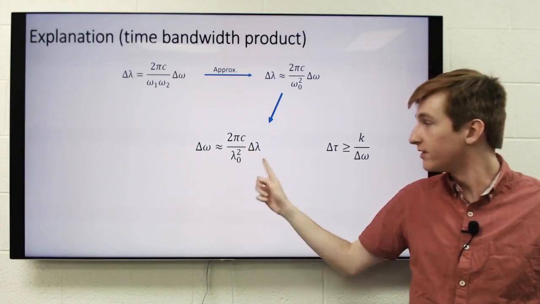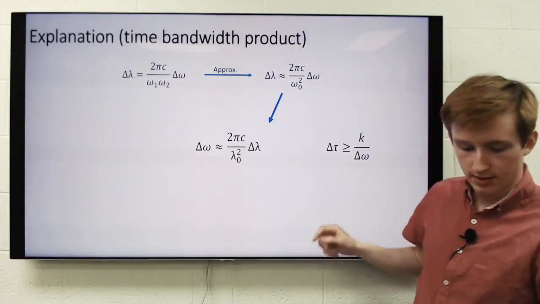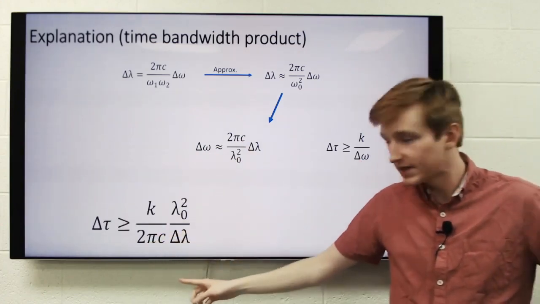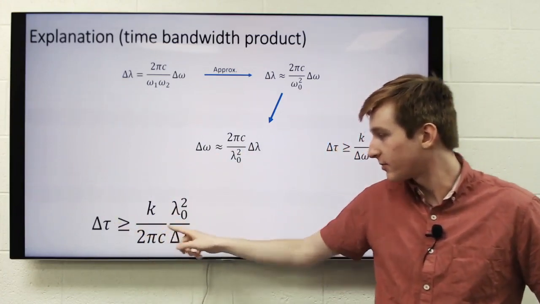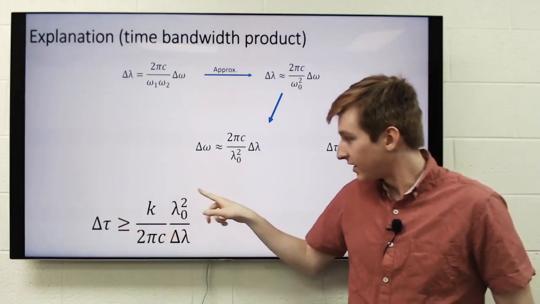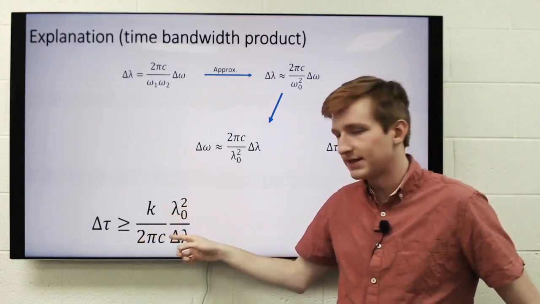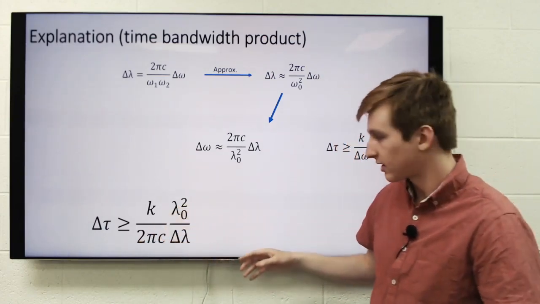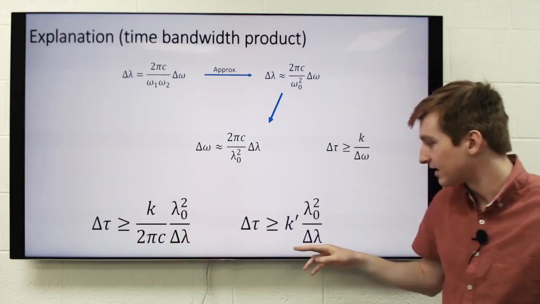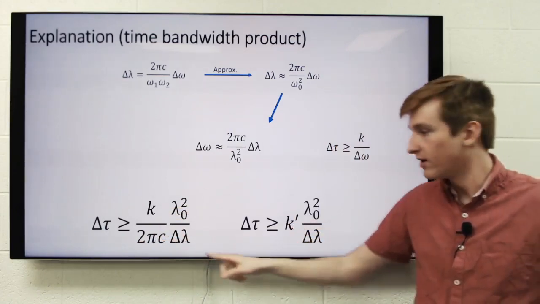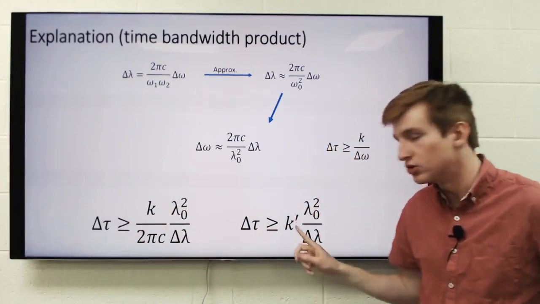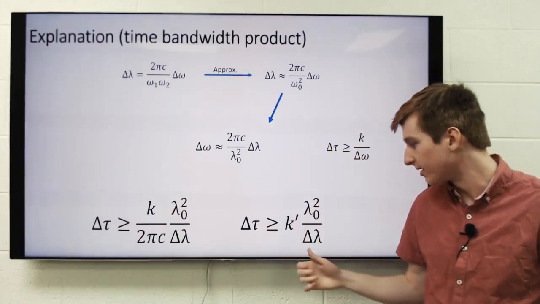So now we can plug this in for delta omega, and we get this. So we get delta tau is greater than or equal to a constant divided by 2 pi c times lambda naught squared divided by delta lambda. But k is a constant, 2, pi, and c are all constants. So we can rewrite this, clean it up by saying k prime is now all of this, right? So it's a new constant. We're just going to call it k prime. Just clean it up a bit.